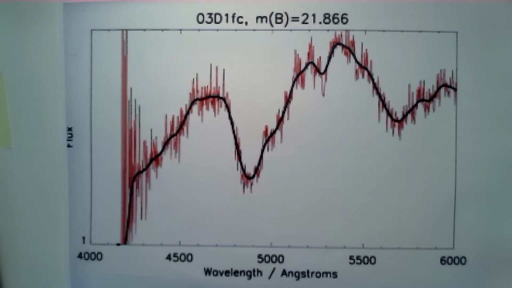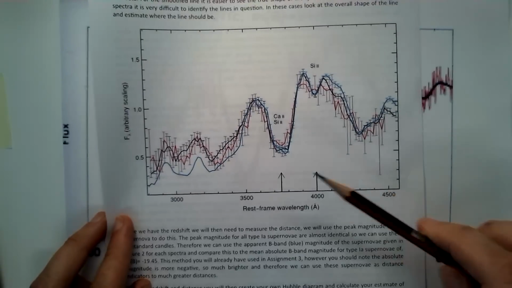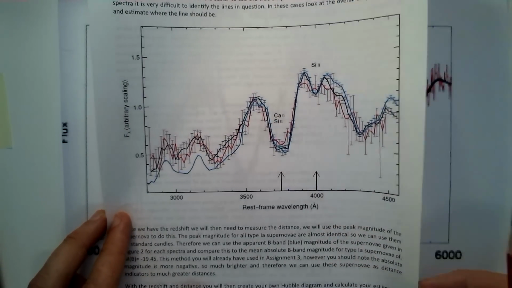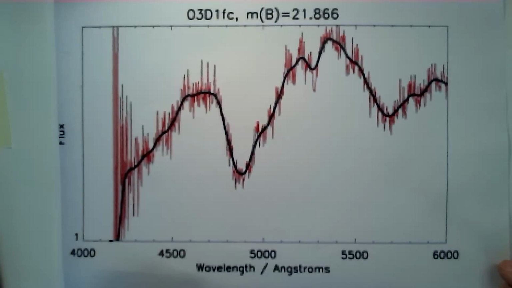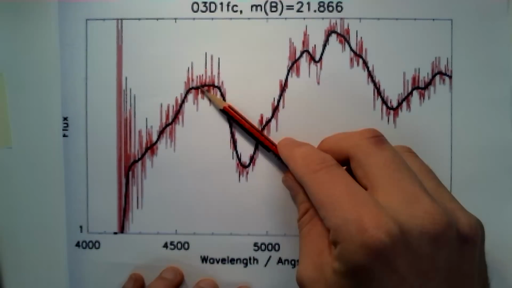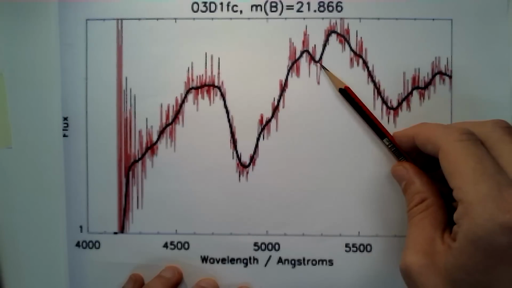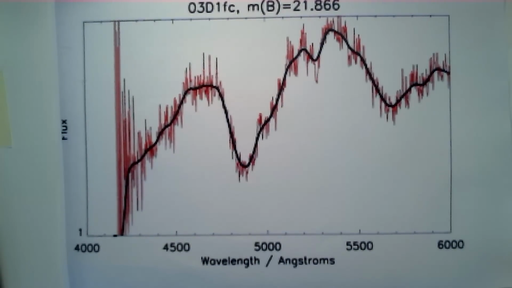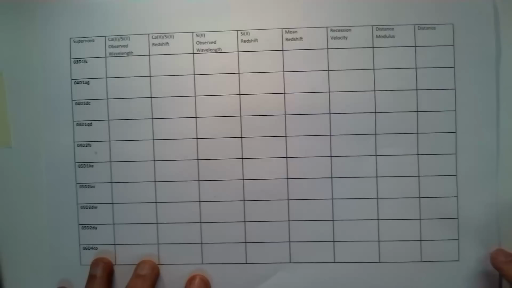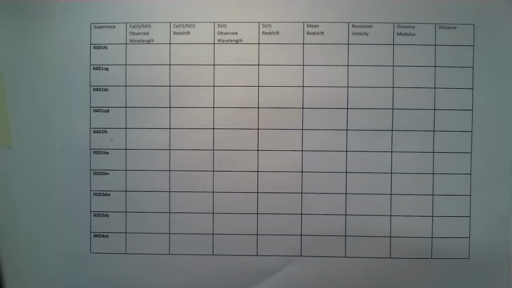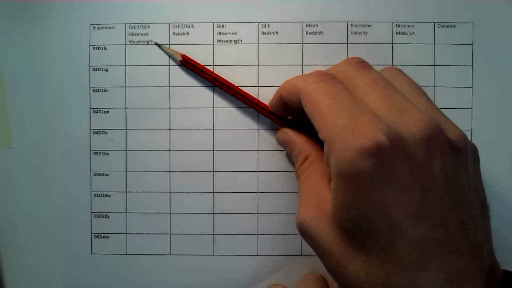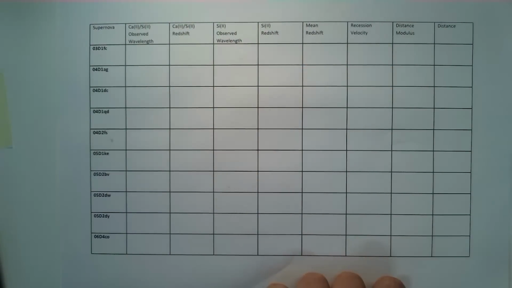Alright, so here is our observed supernova spectrum, and remember we're looking for this feature: a big dip followed by two small peaks separated by a shallow dip. Well, that seems fairly straightforward for this one at least. Here is a big dip followed by two small peaks separated by a shallow dip. Right, how do we record the data from these? So we have a nice table. For the big dip and the shallow dip, we need to write down the observed wavelength for each of those absorption line features.